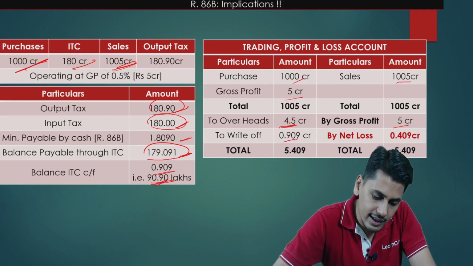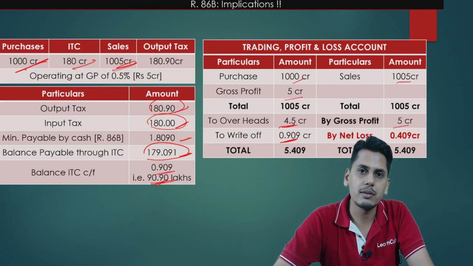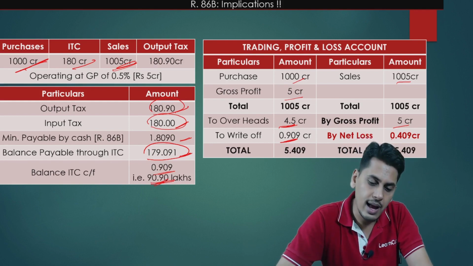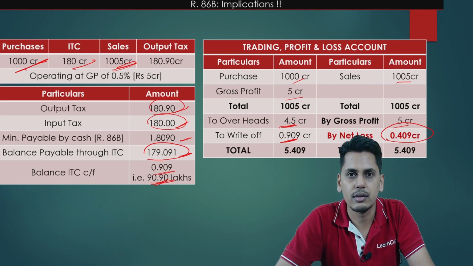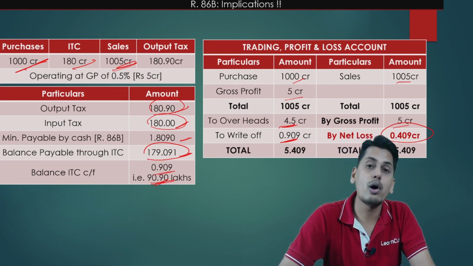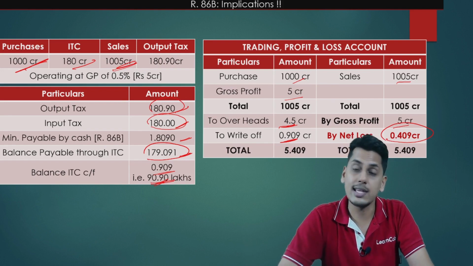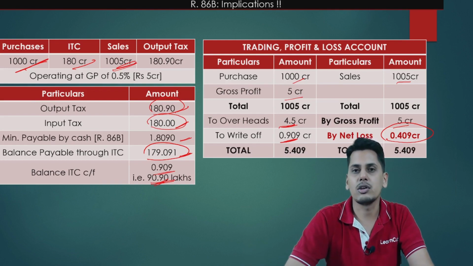So now I take this 90.90 lakhs and expense it off to my profit and loss account. Because of this rule 86B, I am operating at a loss of 0.409 crores. Who is answerable for this? The government found sense in this argument.